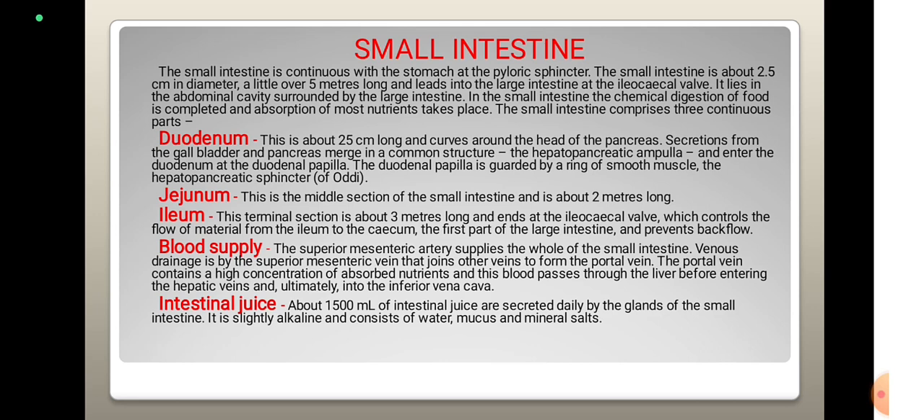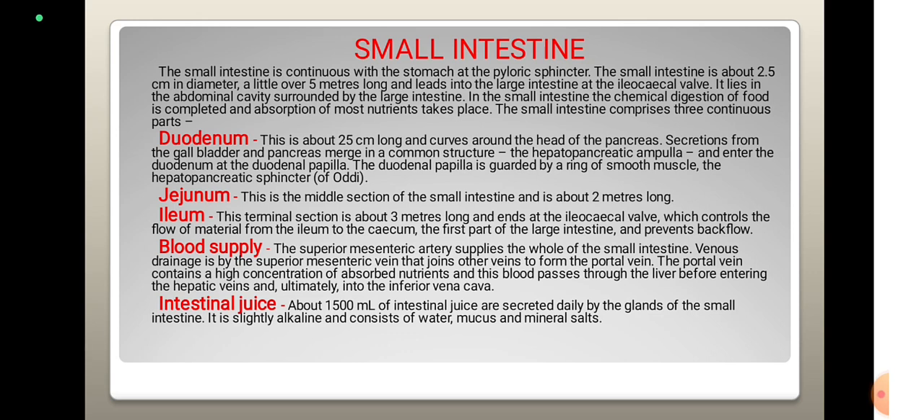Small intestine, छोटी आंत। The small intestine is continuous with the stomach at the pyloric sphincter. The small intestine is about 2.5 centimeter in diameter, a little over 5 meters long, and leads into the large intestine at the ileocecal valve. It lies in the abdominal cavity surrounded by the large intestine. In the small intestine, the chemical digestion of food is completed and absorption of most nutrients takes place.